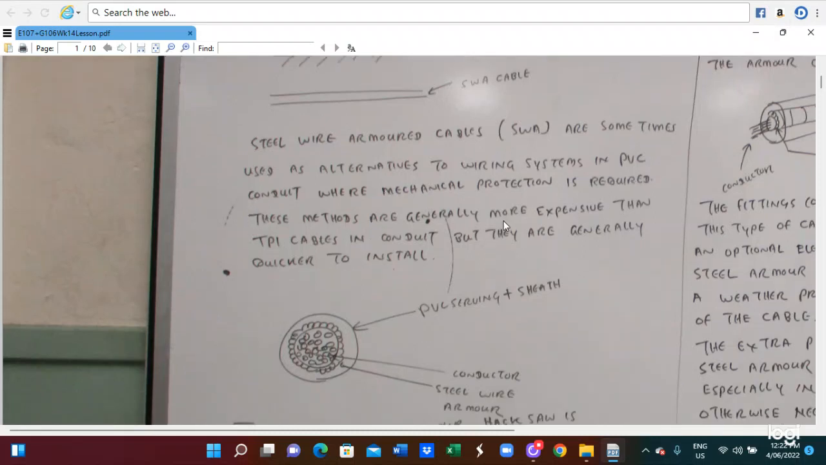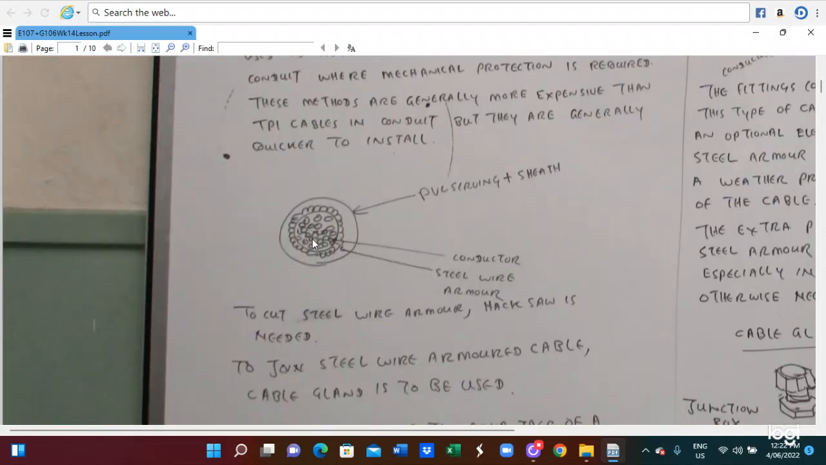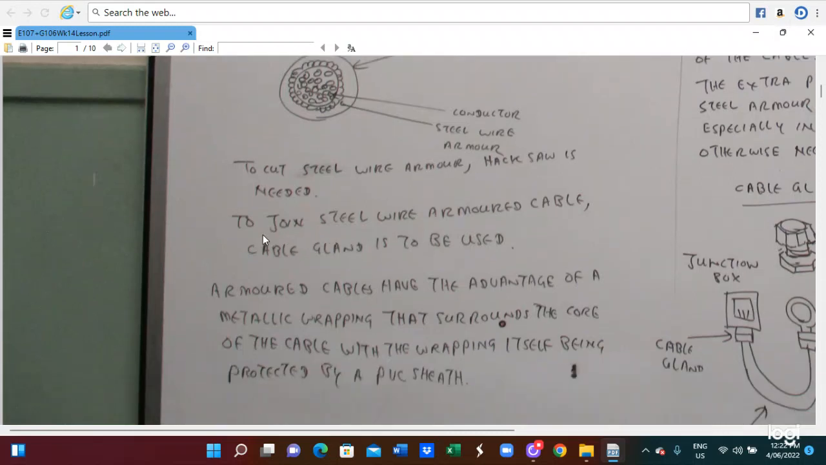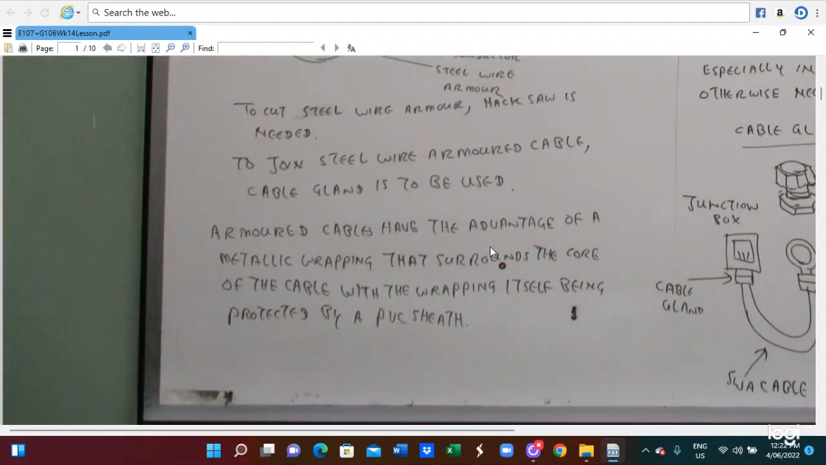These methods are generally more expensive than TPI cable in a conduit, but they are generally quicker to install. So this is the PVC fitting, a PVC sheath. This is a conductor sheath, and this is the armor. How to do this? To cut the steel wire armor cable, we have to use a hacksaw. And then to join the steel wire armor cable, a cable gland has to be utilized.